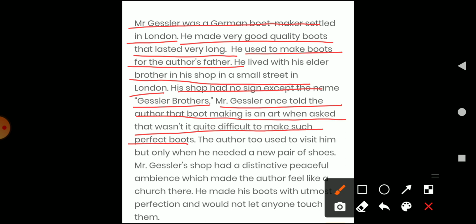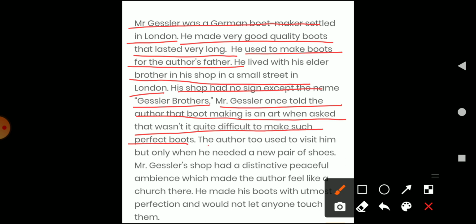When the author asked this question, Mr. Gessler very politely had a quiet smile on his face and a redness on his face. Redness, why? Because he was quite shy to reply to that particular question, and in reply he said that making boots is an art. Okay, so according to him, the perfection he has while making the shoes is because he thinks that making shoes is an art. You cannot make perfect shoes if you don't consider yourself an artist.